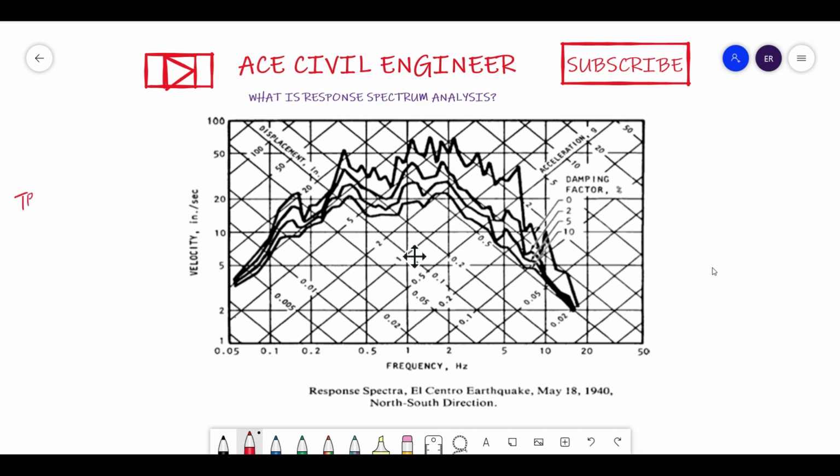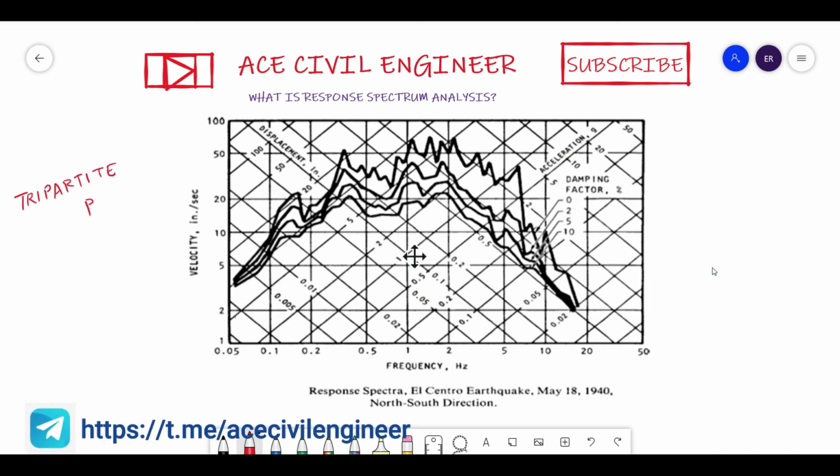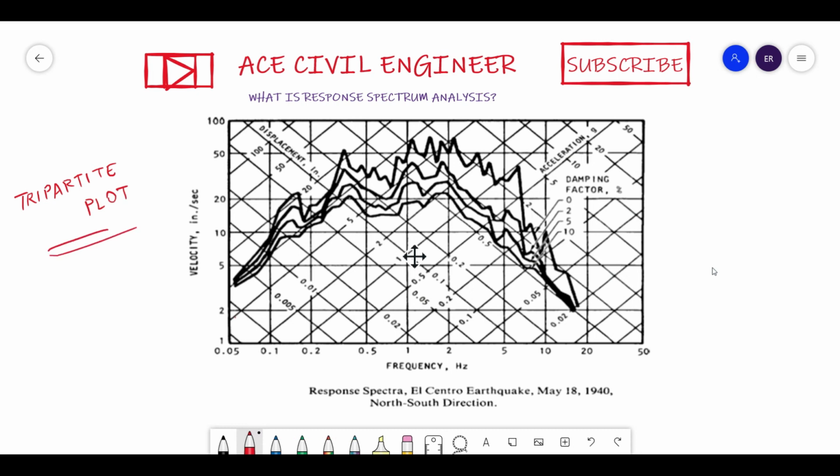That is tripartite. This is a tripartite plot, friends. This is basically charted out for the El Centro earthquake, which I have mentioned to you earlier, only in the north-south direction. So here what they do, you must be having a time period. Of course, if you have the time period, you must be having the frequency as well. So that frequency value you must be knowing. Based on that, what they do, they will find out the exact velocity.